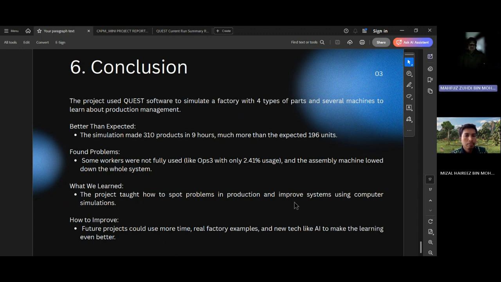So, as the conclusion, our project exceeded production targets but revealed that success can mask serious inefficiencies. The key insight is that theoretical calculation provides a starting point, but simulation reveals operational reality. Computer-aided production management tools are essential for optimizing modern manufacturing systems.